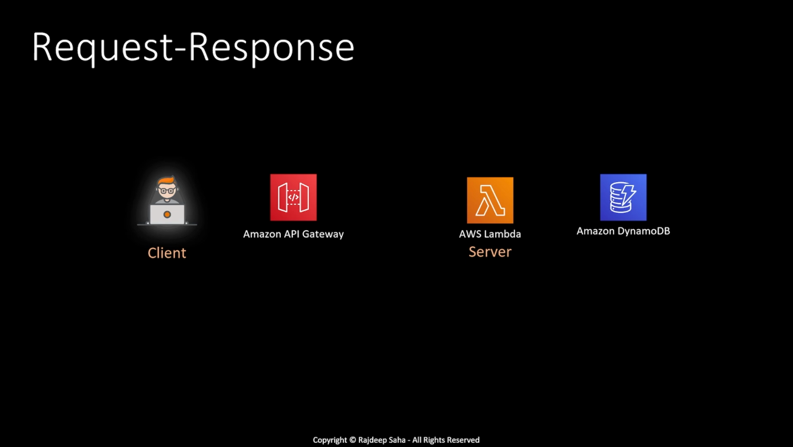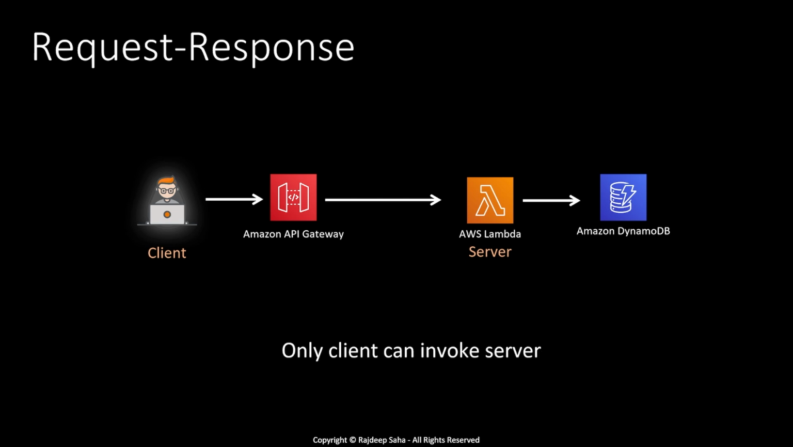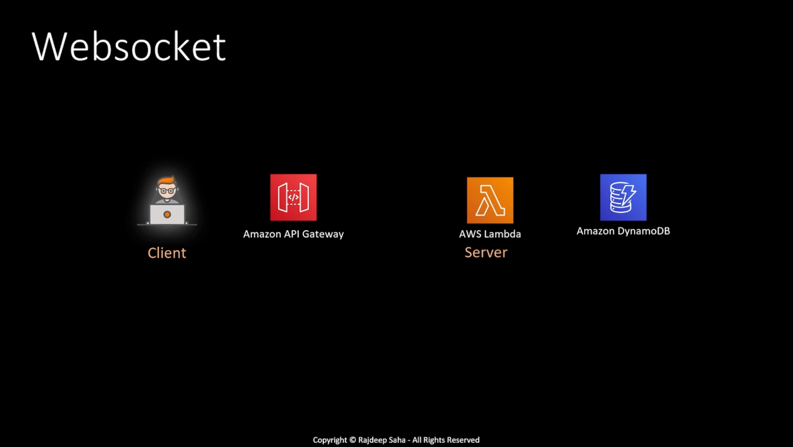With an API, in general, you are familiar with request-response, where the client invokes the API and the API goes to the server and then the server responds back. In this model, only the client can invoke the server; the server cannot initiate a connection to the client. So to do that, you need to use WebSocket APIs.